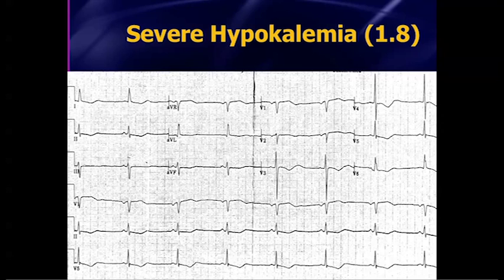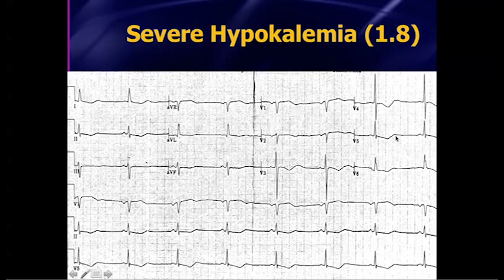Now, I'm not talking about potassium of 3.5, 3.4, 3.3. We're talking about potassiums in the 1s and low 2s, generally speaking. You see, the T wave sags down in hypokalemia, and then this upward deflection, that's actually a big U wave.